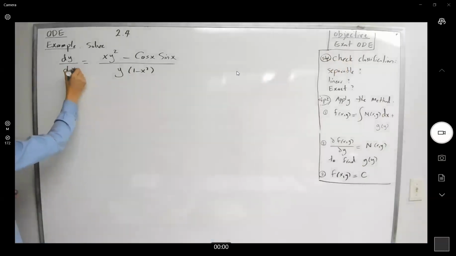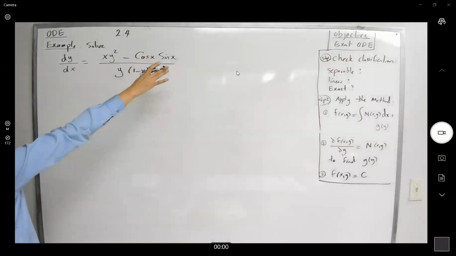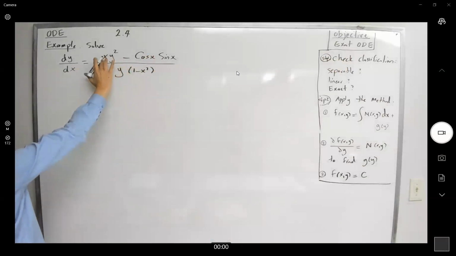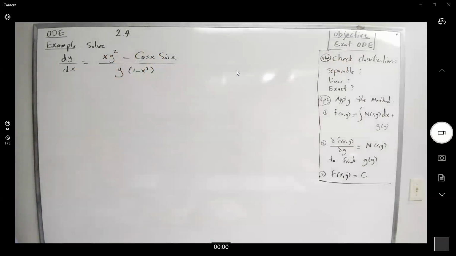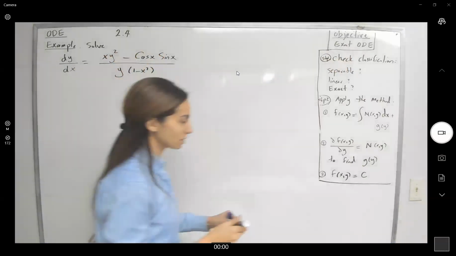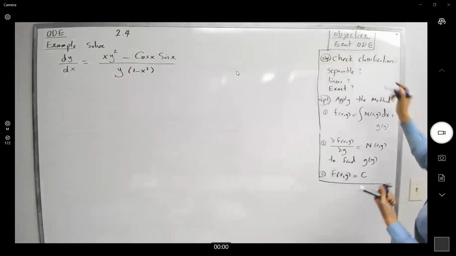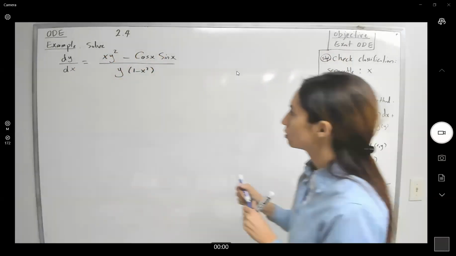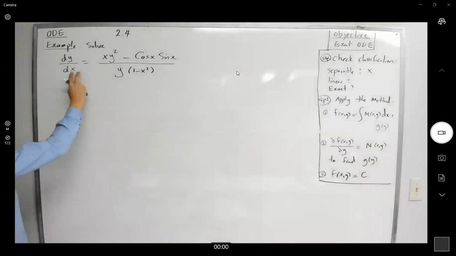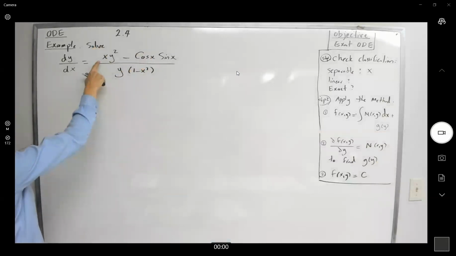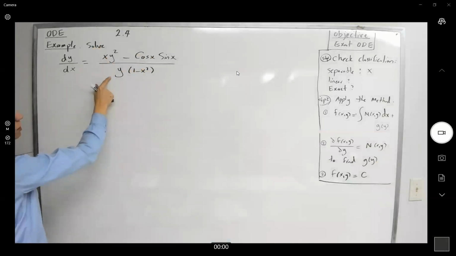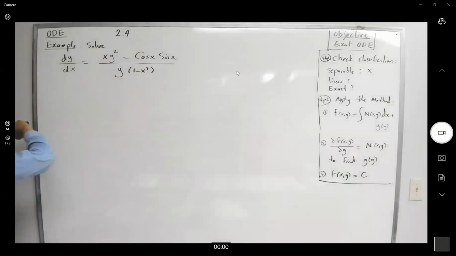So can we separate these? If I multiply everything by dx, well, how should I separate xy squared and cosine x sine x? So it seems like it's not separable. What about linear? Is it linear? So y prime is equal to, if you separate these fractions, then here you have x y squared divided by y times 1 minus x squared.